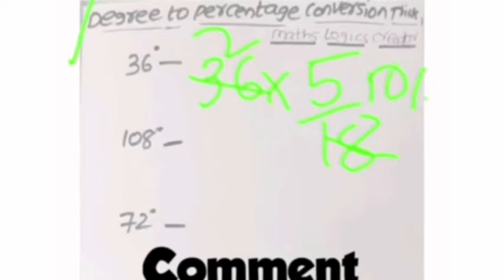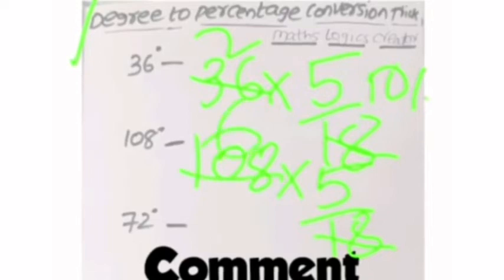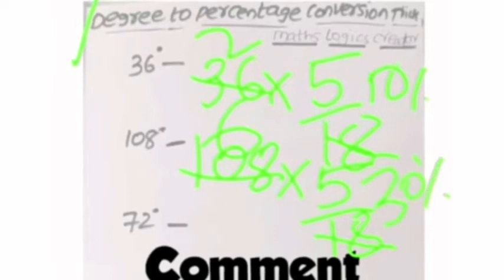In a similar way, if you want to convert 108 degrees into percentage, just multiply 108 by 5 by 18. 18 is exactly 6 times 108, hmm, 108 divided by 18 is 6. So 6 into 5 is going to be 30. So 108 degrees is 30%. This is the degree to percentage conversion.